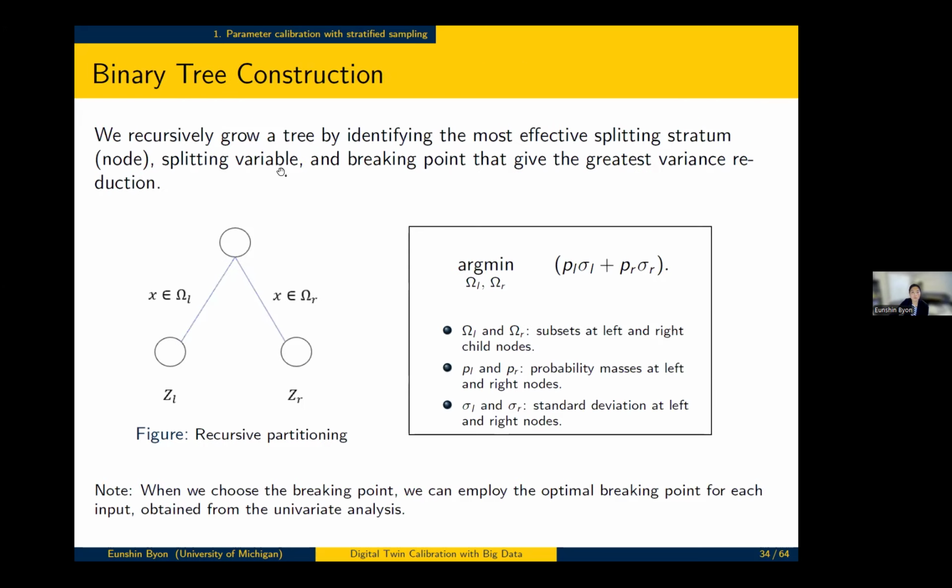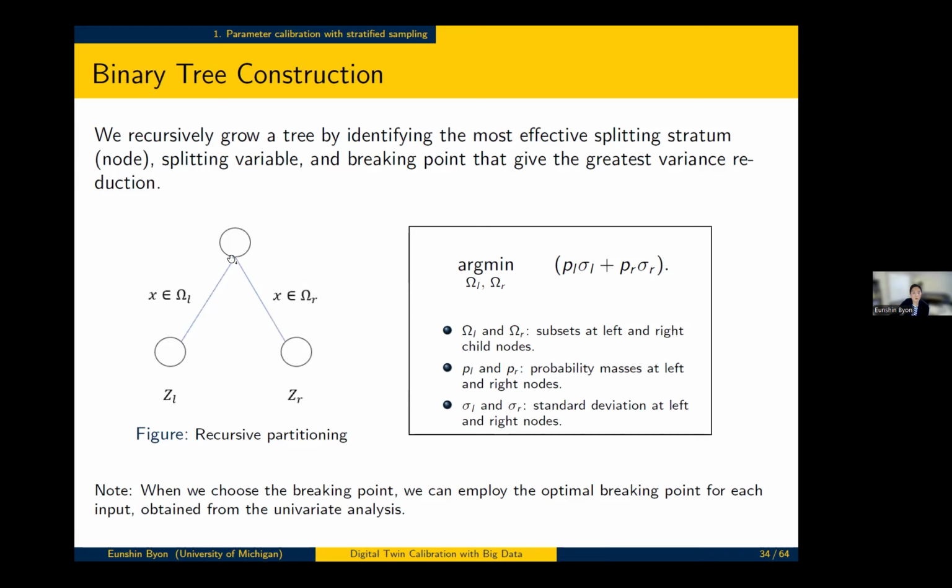We recursively grow a tree by identifying the most effective splitting stratum. So when you have multiple nodes, we choose the node that gives us the largest variance reduction. And at each node, we need to decide the splitting variable, like whether we need to break with x1 or x2, and also where to break, okay? So we need to decide all these, and we do this recursively, choosing what gives the greatest variance reduction.